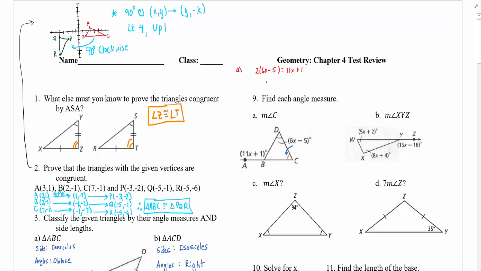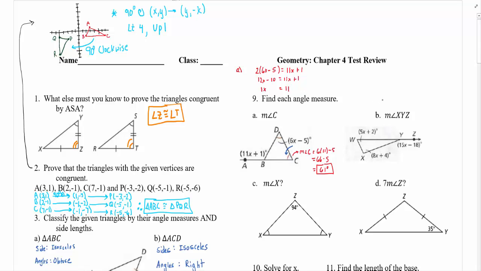So that would then give me 12x minus 10 equals 11x plus 1. Move the 11x over, you get 1x. Add 10 to both sides, you get 11. So I know that x equals 11. Then the measure of angle C, which is this guy right here. So the measure of angle C equals 6 times 11 minus 5, which is 66 minus 5, so 61 degrees. So that's A. I'll keep going though.